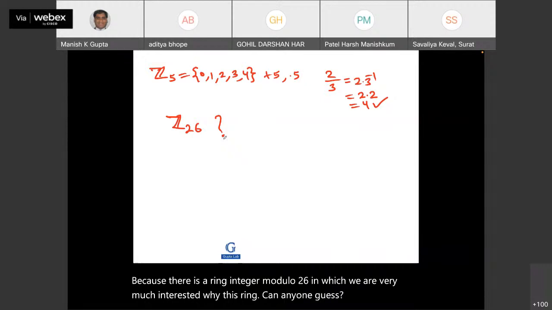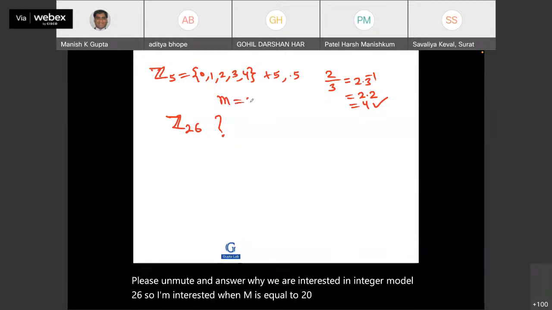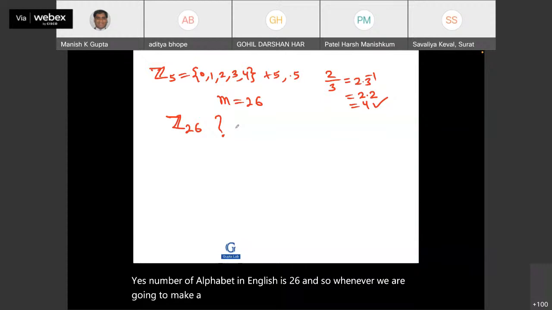Anyone? Please unmute and answer. Why are we interested in integers modulo 26? So I am interested when m is equal to 26, the number of alphabets in English. Whenever we are going to make a cipher, there is a plain text, English text, right? We convert every alphabet into some integers, so we map it to elements of Z26, and then we develop a crypto system there. So that's why this is very, very important.